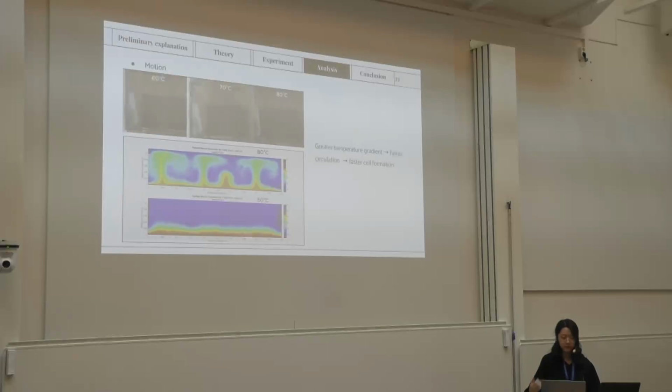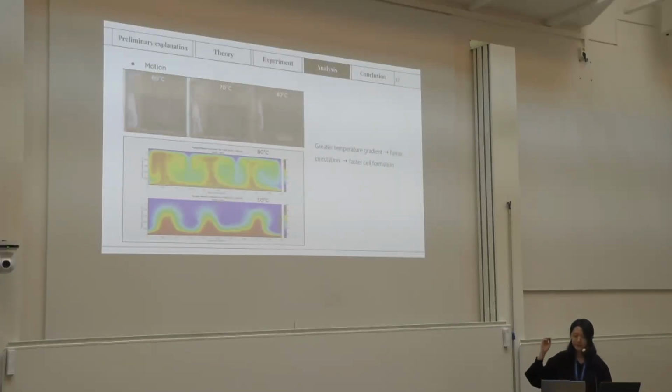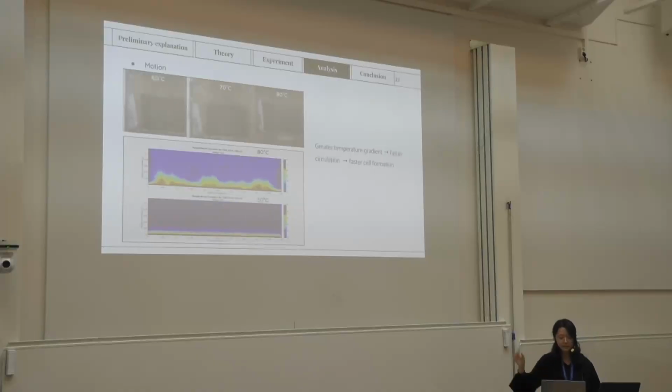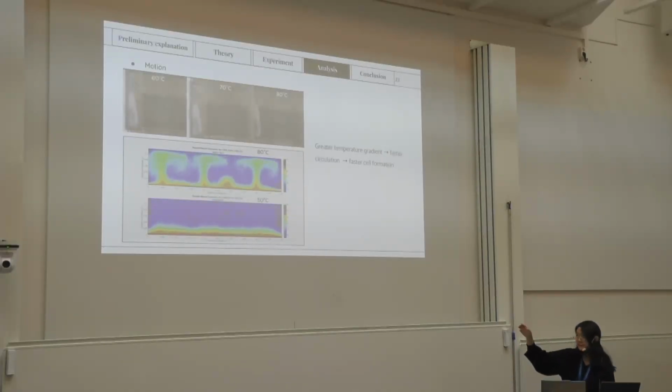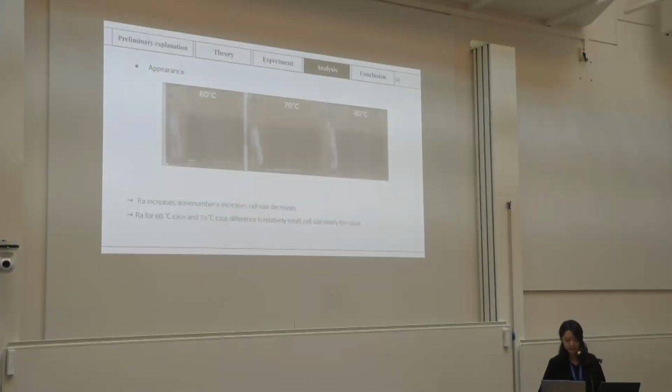As the temperature gradient is greater, the velocity of fluid increases, driving mechanism dominates, and circulation of the fluid is faster. Though experimentally, the difference in temperature gradient may be too small for us to notice a significant difference in behavior for the 60-degree case and the 70-degree case.